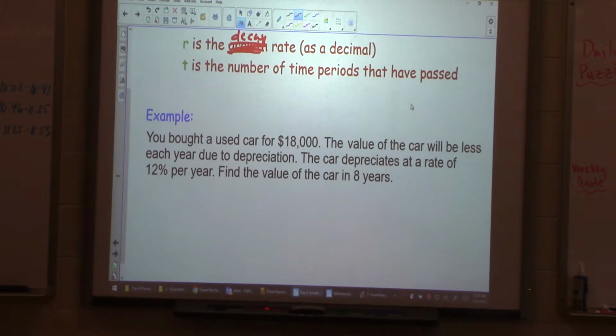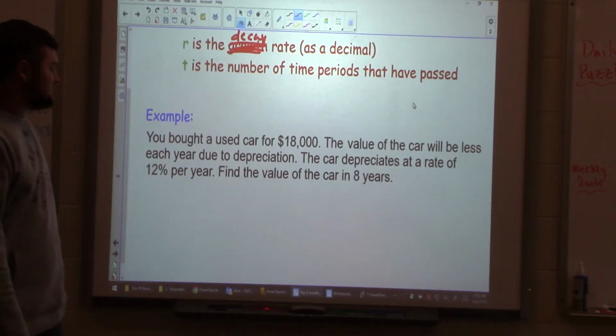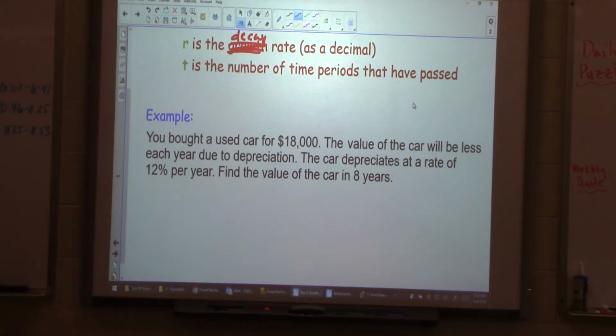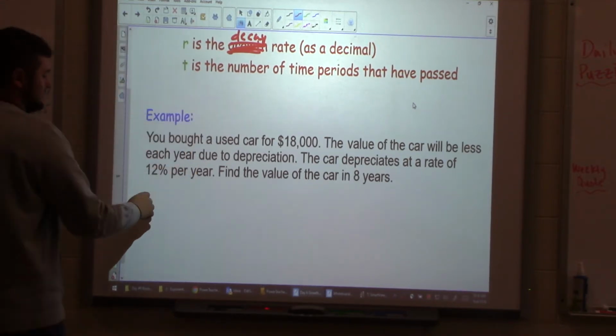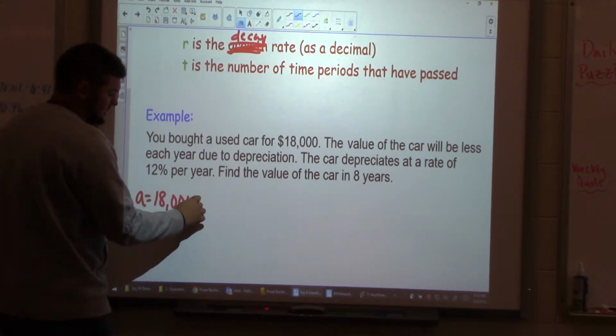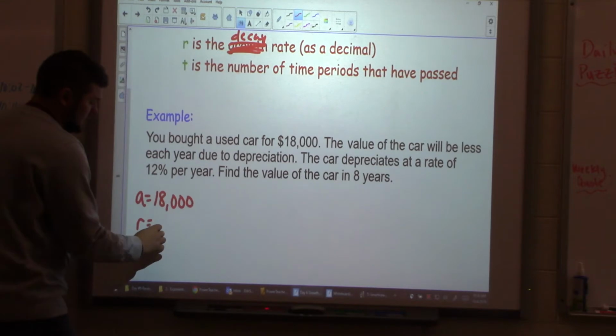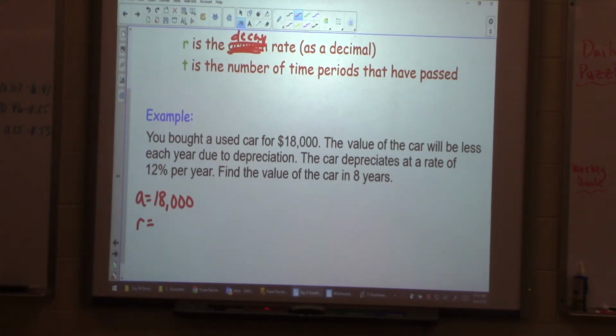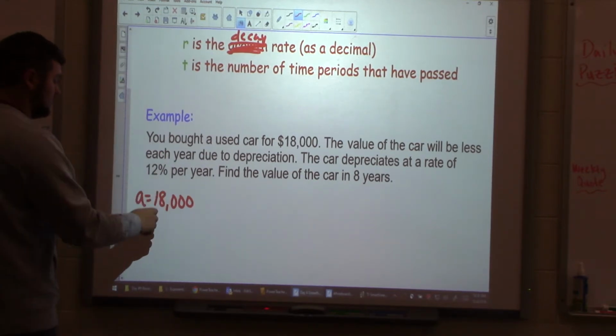We bought a used car for $18,000. The value of the car will be less each year due to depreciation. It depreciates at a rate of 12% per year. We want to know the value after 8 years. First and foremost, A. How much are we investing to begin with? $18,000. How much our car is worth. Our rate. How much is it depreciating by? We're not going to use negative though because we already have that subtraction in our formula. But it's 12%, so it's 0.12.